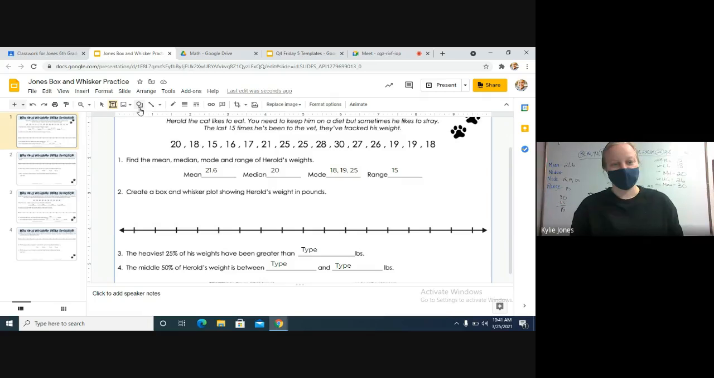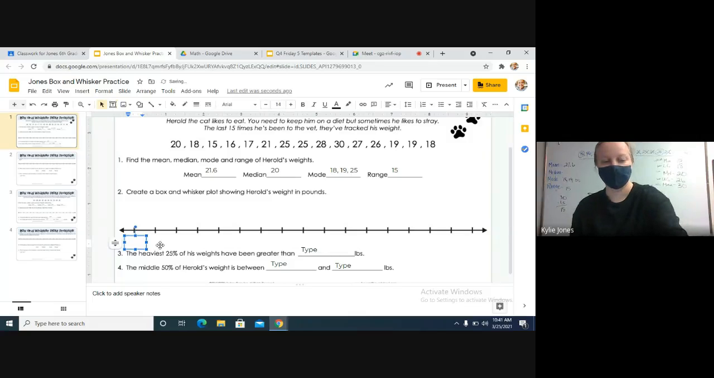Okay, so we need to label all of this. 1, 2, 3, 4, 5, 6, 7, 8, 9, 10, 11. Okay, we probably have enough room to go by 2s. Oh, mine is upside down. So we've got 10. Take your time to label your number line. We'll give you a couple minutes. 12. This is much easier to do on paper, sorry. 14. 16.